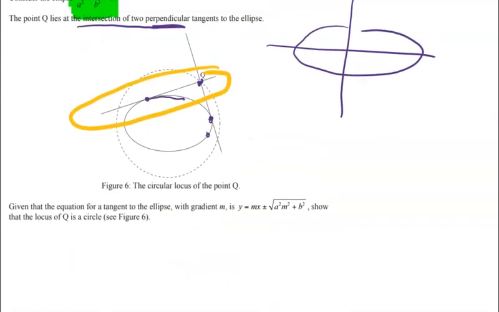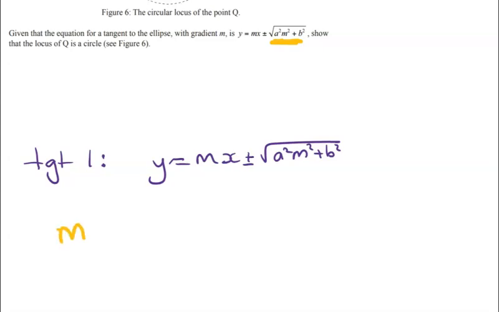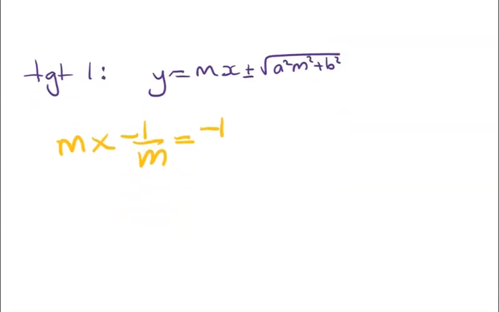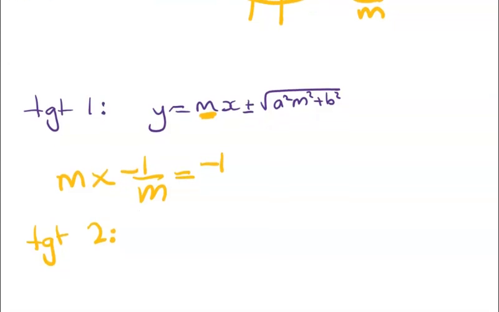Now, this other line here is perpendicular to it, and it's coming from the same ellipse. And we know that perpendicular gradients have to multiply to give me -1. So tangent line 2 is going to come from this equation, but we're going to substitute in -1 over m for the gradient. Okay, so m is the gradient of that first line, and -1 over m is the gradient of the second one. And that means that I've got this straight away.